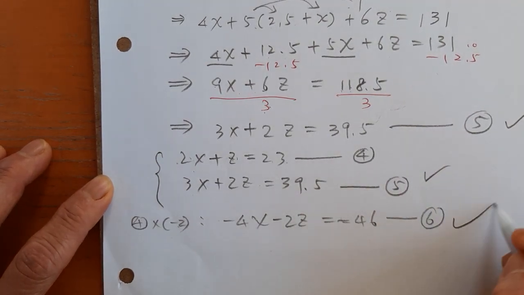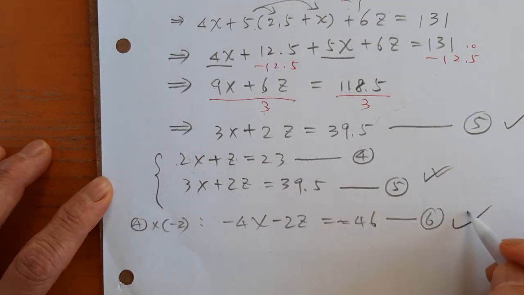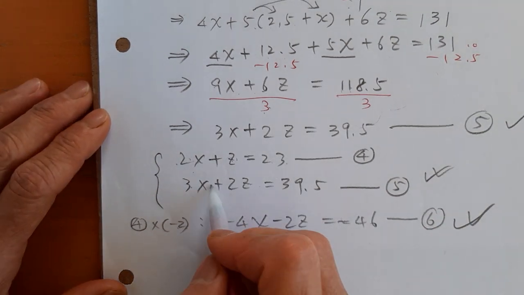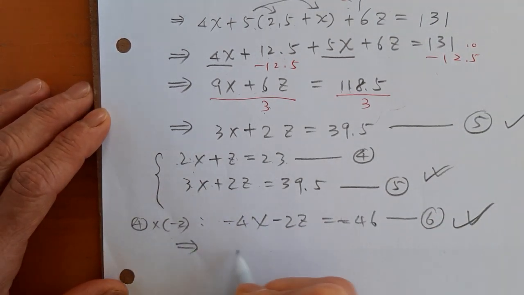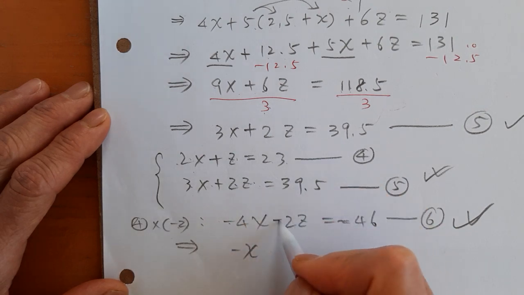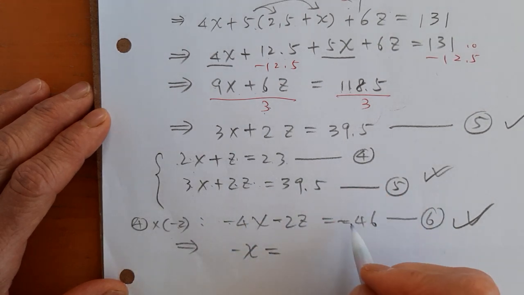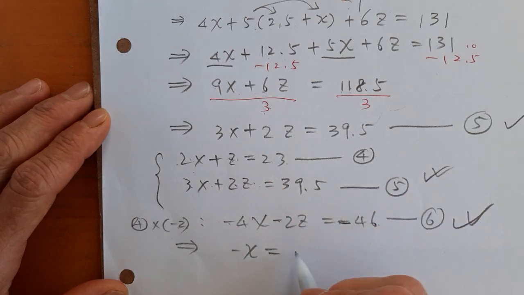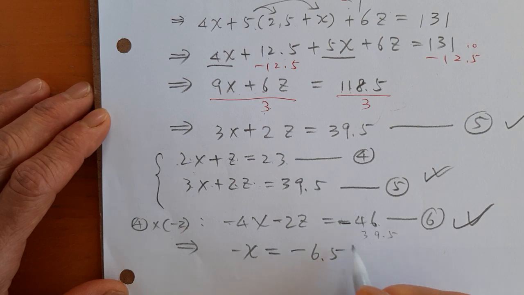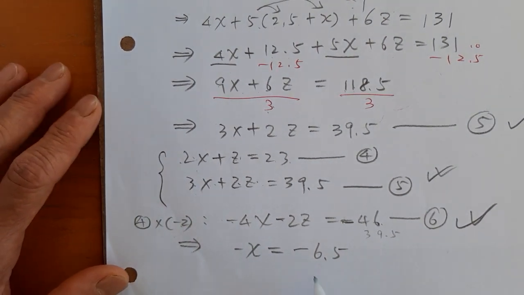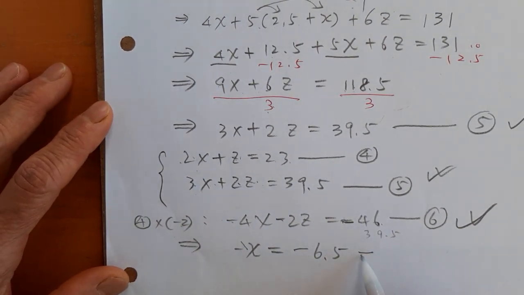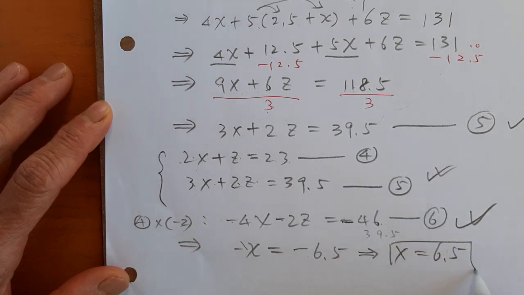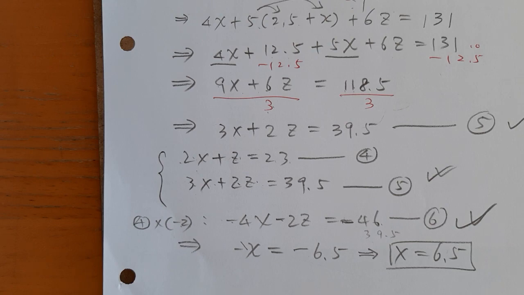And with the fifth equation, add together. 3x add negative 4x is negative x. 2z add negative 2z is 0. Negative 46 add 39.5 is negative 6.5. Then you multiply by the negative sign on both sides, and you will get x equals 6.5. And that's the first solution.